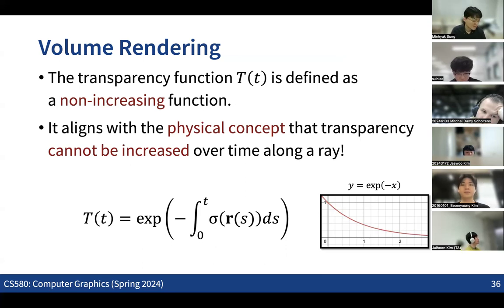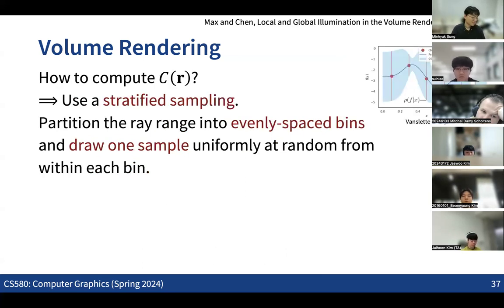Then what we have discussed for all the ray tracing systems is basically how we exactly calculate this integral with discrete samples. As we discussed in the Monte Carlo estimate, we are going to do stratified sampling, dividing the range of the ray into evenly spaced bins, and simplifying everything. So we sample one point for each uniform region, each bin, and do the calculation.